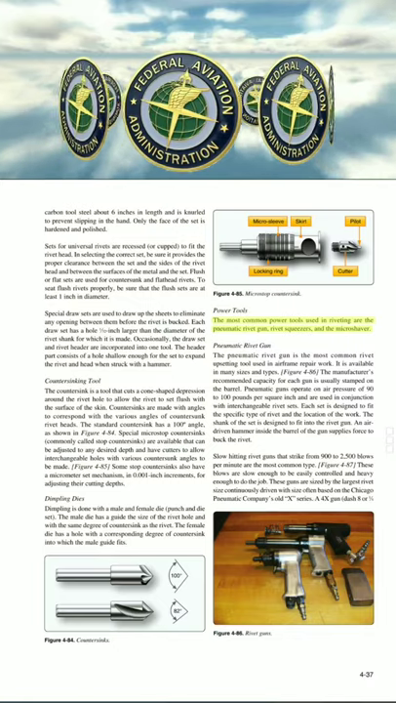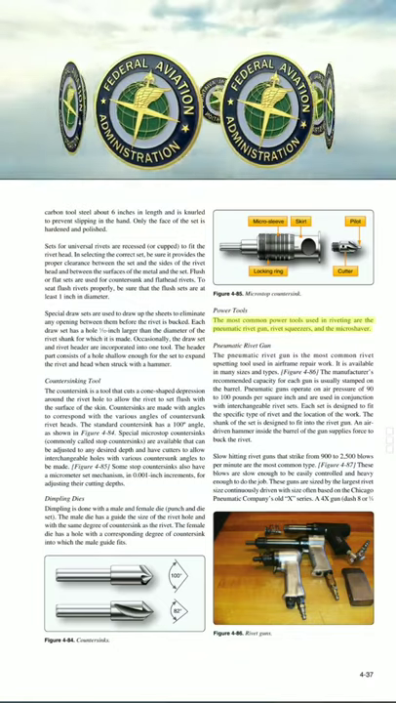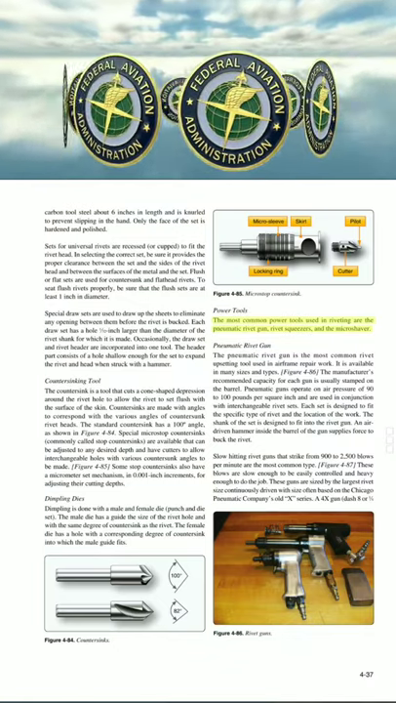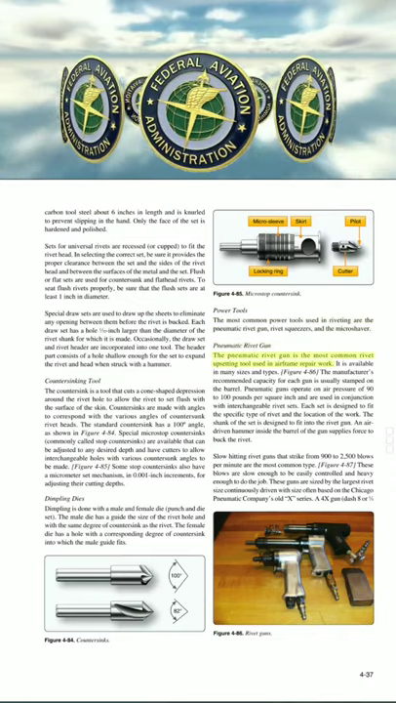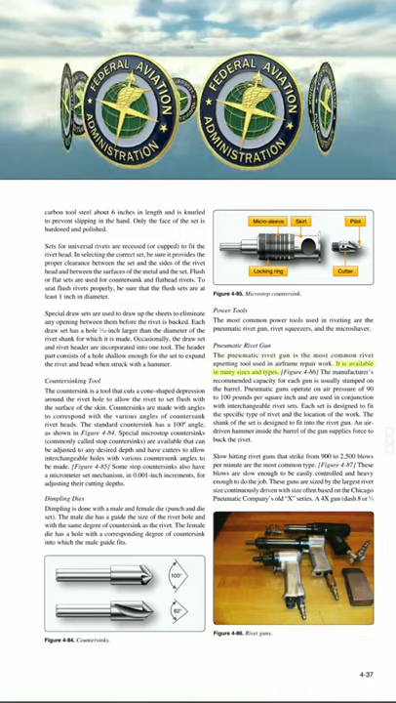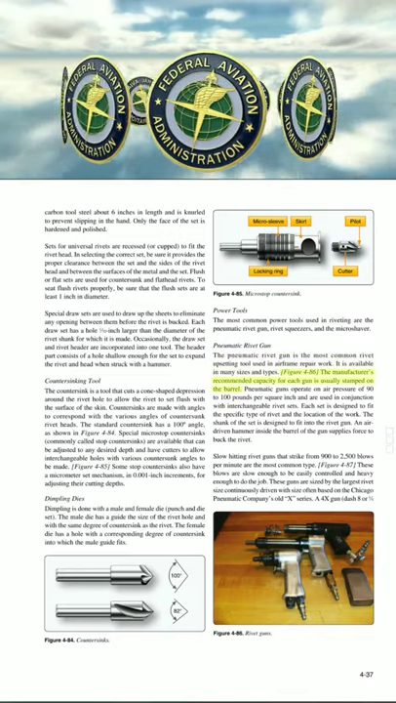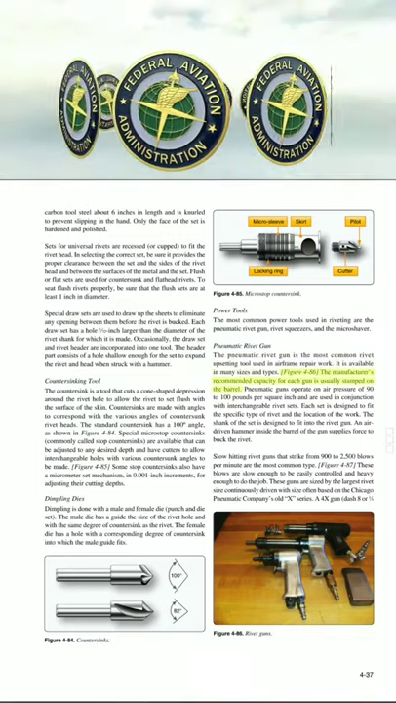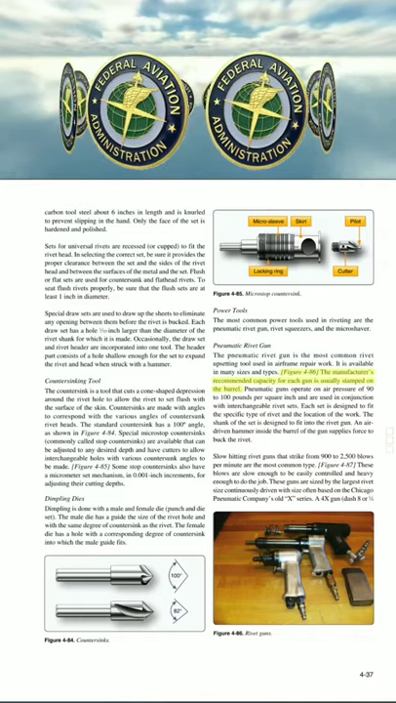Power tools. The most common power tools used in riveting are the pneumatic rivet gun, rivet squeezers, and the micro shaver. Pneumatic rivet gun. The pneumatic rivet gun is the most common rivet upsetting tool used in airframe repair work. It is available in many sizes and types. Figure 4-86. The manufacturer's recommended capacity for each gun is usually stamped on the barrel.